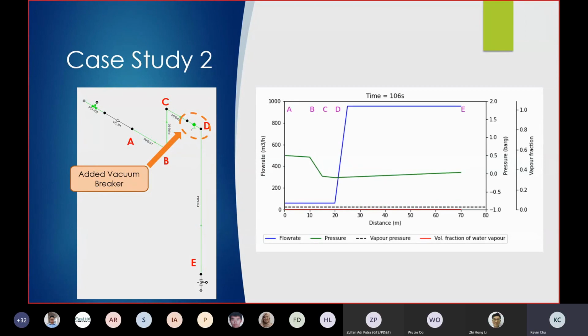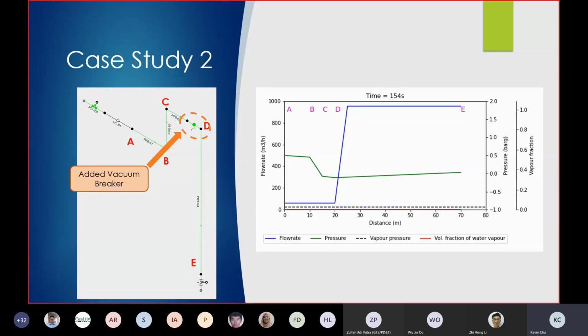So after we added the vacuum breaker, we can see that after the water is filled up the whole overboard line, there is no vacuum region or vapor channel formed in the piping between point D and point E. This is because the vacuum breaker allows the air to flow into the piping and prevent the formation of the vacuum region.